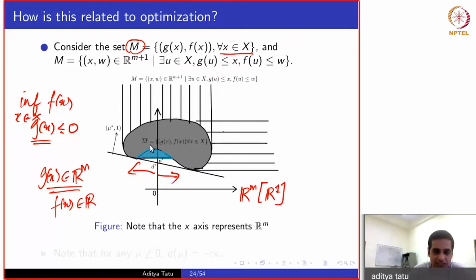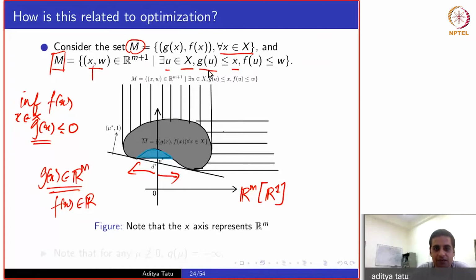Now, that's not enough. This M bar is shown over here as this gray area. On M bar, what I'm going to do is get a different set M. How is this set M defined? It consists of points (x, w) in R^(m+1), shown over here, such that there is some element u in my set X where the inequality function g(u) is less than x.